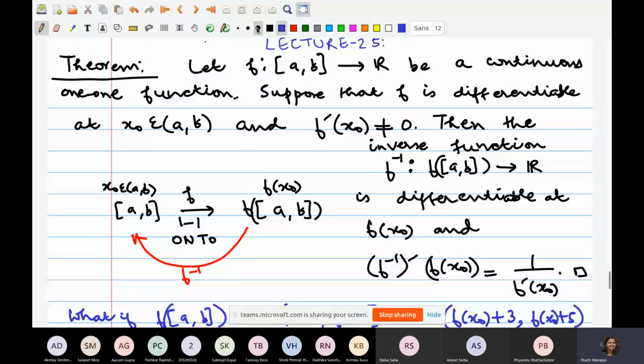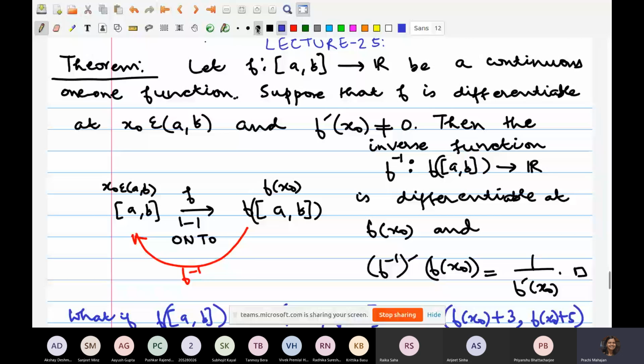Now, having assumed that f is a bijection, we can always talk about the inverse function, correct? The content of this theorem is the following: it says that the inverse function, which is defined since f is a bijection, is also differentiable at the point f of x naught, and moreover you can write down explicitly the derivative of f inverse at the point f of x naught.